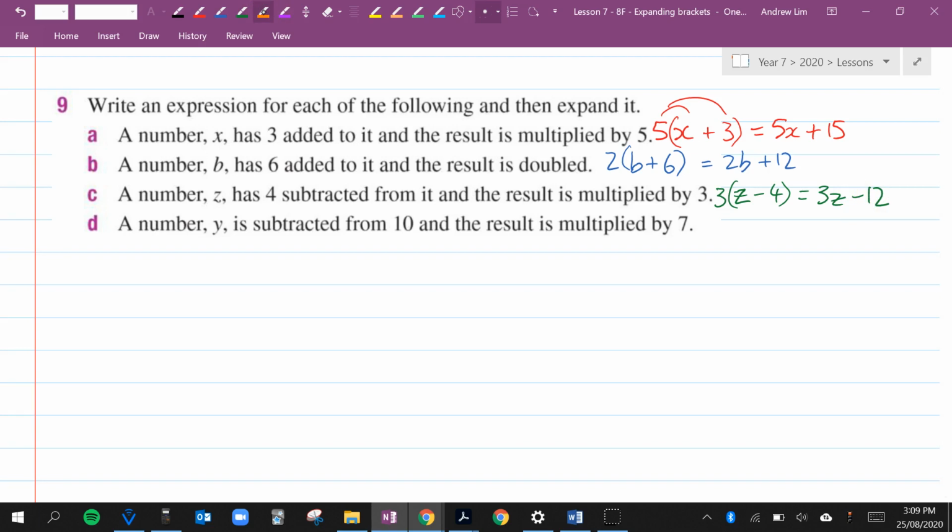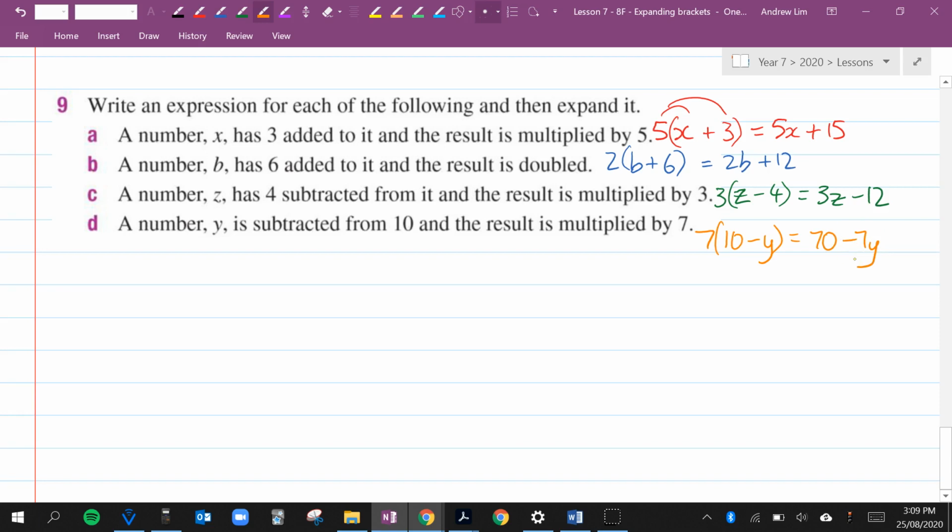And question D. A number Y is subtracted from 10. So this time we've got 10 minus Y. And the result is multiplied by 7. 7 times 10 is 70. 7 times negative y is negative 7y.